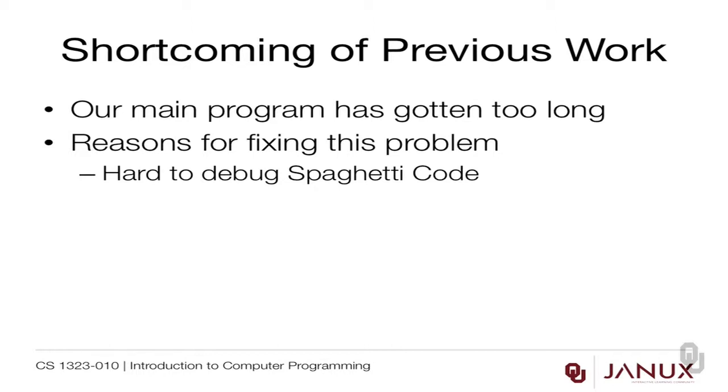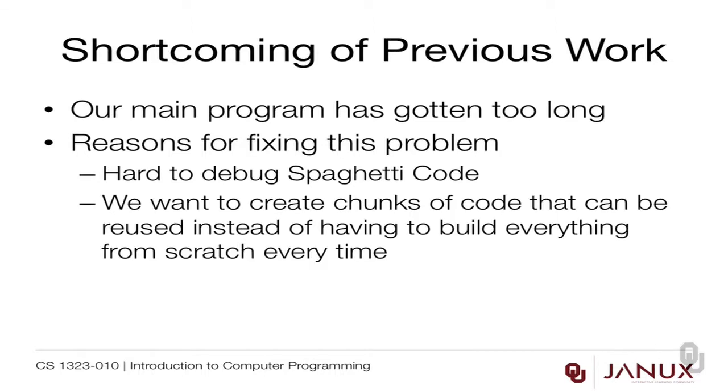Now, the main shortcoming of our previous work is that our main program has gotten too long and complicated. Let me explain why this is a problem worth fixing. Once a program gets long, it's what we call spaghetti code. The reason we call it that is it's like trying to trace through a strand of spaghetti in a plate of pasta. It's really hard to follow. Once you've created code like that, simplifying it with methods is one of the ways of improving it. We also want to create chunks of code that can be reused instead of having to build everything from scratch every time. So that's another reason for fixing this problem. As it is right now, our code is pretty much impossible to reuse.